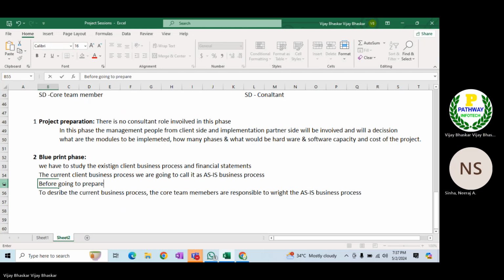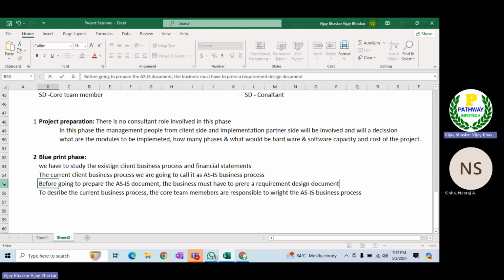Before preparing the as is document, the business must prepare a requirement design document. This one is the RDD, the requirement design document. The document name is a very important one from an interview point of view.